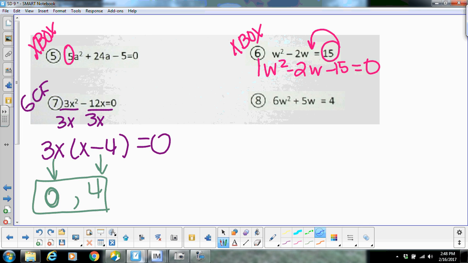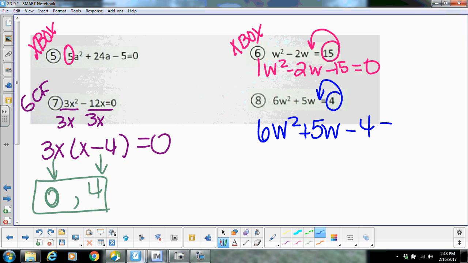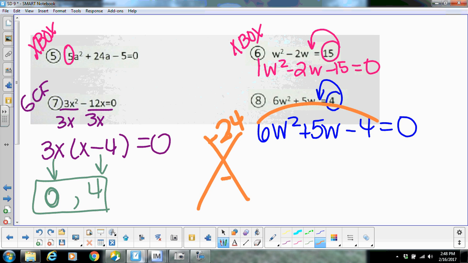Okay, so for number 8, again, you're going to move the 4 over. Okay, no GCF here, so we're going to go straight to our X box. Okay, once you fill in your two sides here, remember you do have to divide those by 6. Then set them equal to 0 and solve. So that is your X box with the bottoms up.